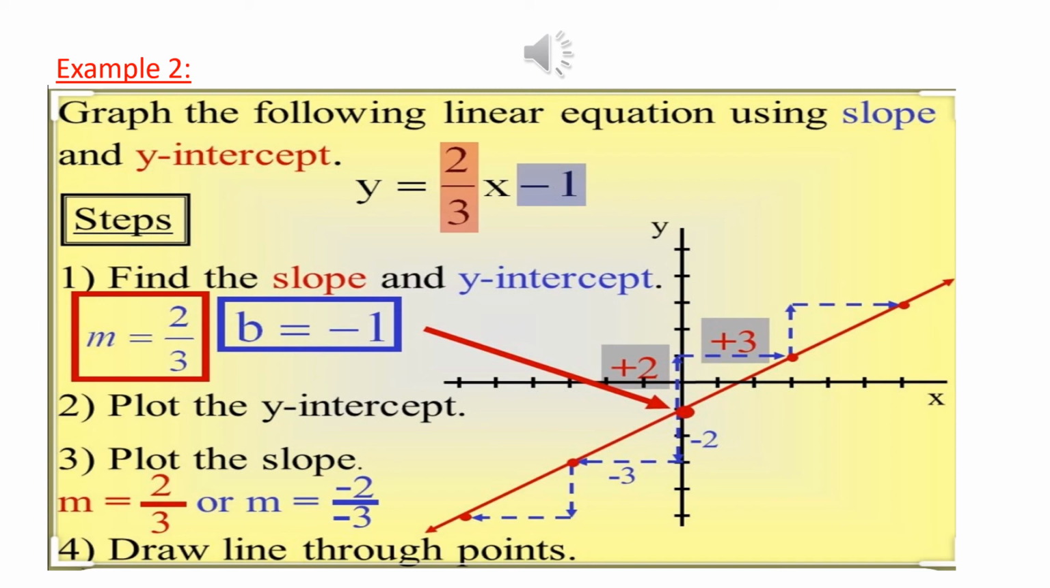Second step, plot the y-intercept. The y-intercept is negative 1, so we mark negative 1 on the y-axis. Then we plot the slope. The slope is 2 over 3, rise over run, or change in y over change in x. From this point, we move 2 units up, then 3 units to the right. So the second point is (3, 1). The line passes through these 2 points, (0, -1) and (3, 1).